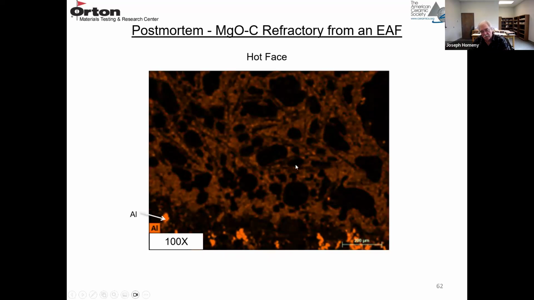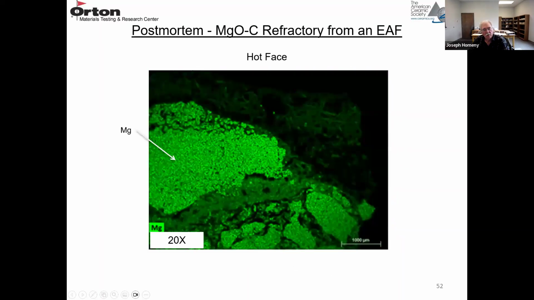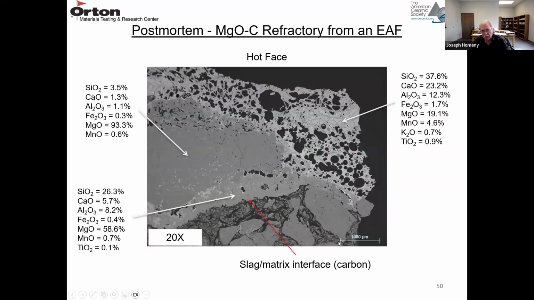And then this yellow type color, you can see the aluminum, which is Al2O3 now in the slag. And then it tends to be concentrated. There used to be a matrix region here. So the Al metal that's added as the antioxidation agent is still there as Al2O3. So that's what's happening at the hot phase in this MgO carbon refractory.